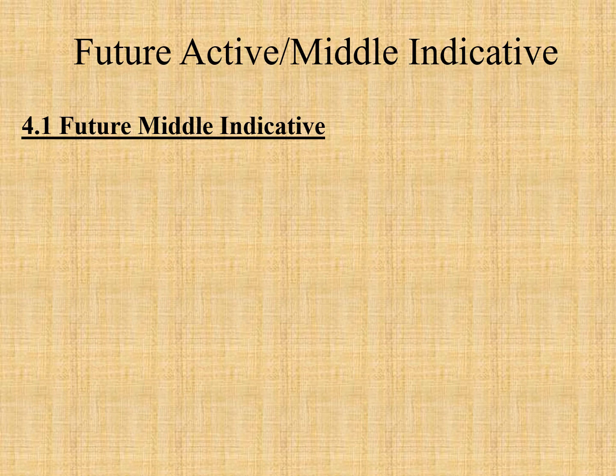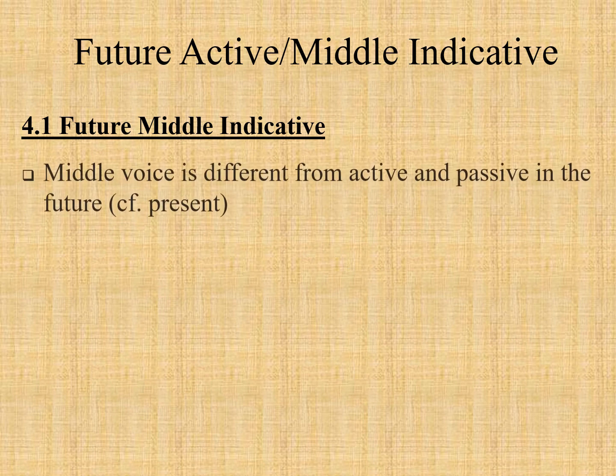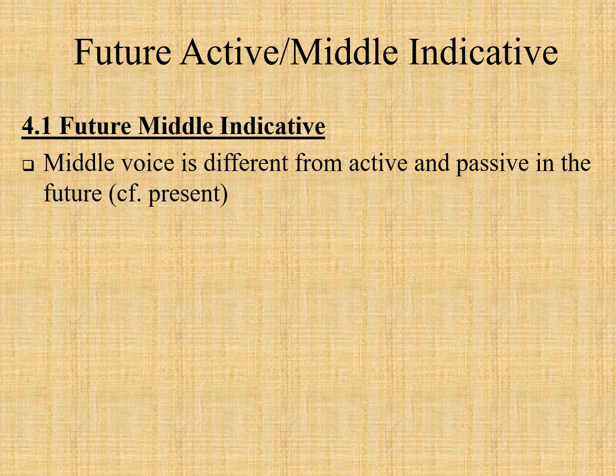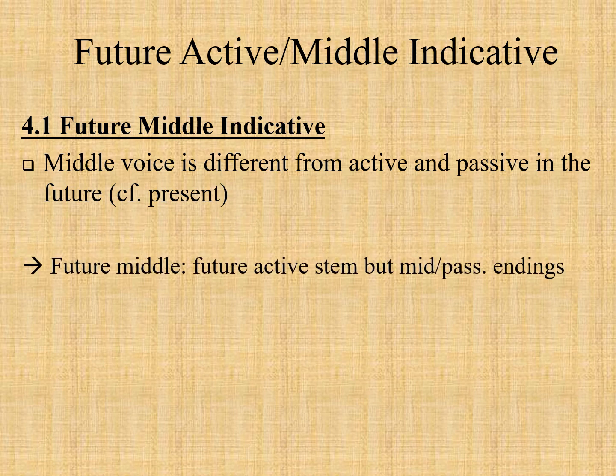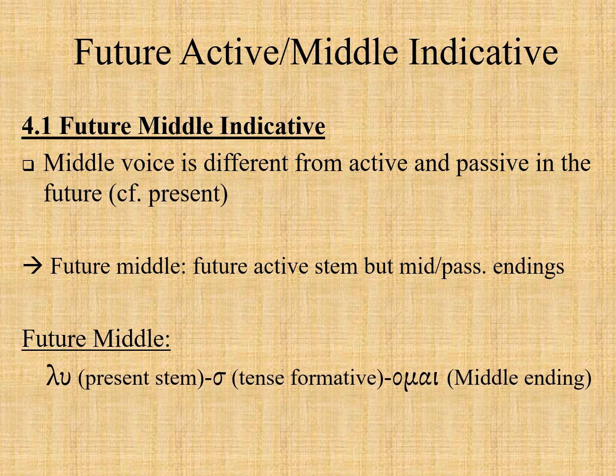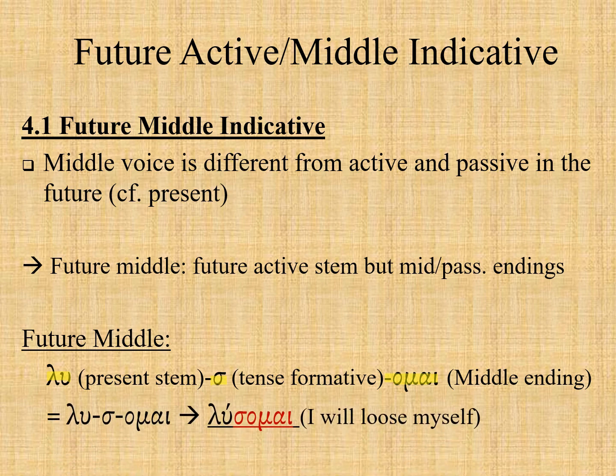So let's look at next the future middle indicative. So middle voice is different from active and passive in the future. So obviously future middle employs the future active stem but middle passive endings. So let's look at what it actually looks like in practice. So we have lu, which is the present stem, then we have the tense formative sigma, but now we have to use the middle endings as we just learned in our previous lesson. So luso mai, I will lose myself.